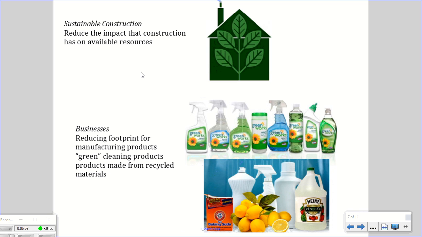Sustainable construction is also another important idea here, to reduce the impact that construction has on available resources. So, remodeling a house, building new homes, all requires resources and even disposal of those resources. And businesses as well, so reducing footprint for manufacturing products such as green cleaning products, or products made from recycled materials. There's also a big move now to reduce the use of single-use plastics, as they are a source of major pollution.